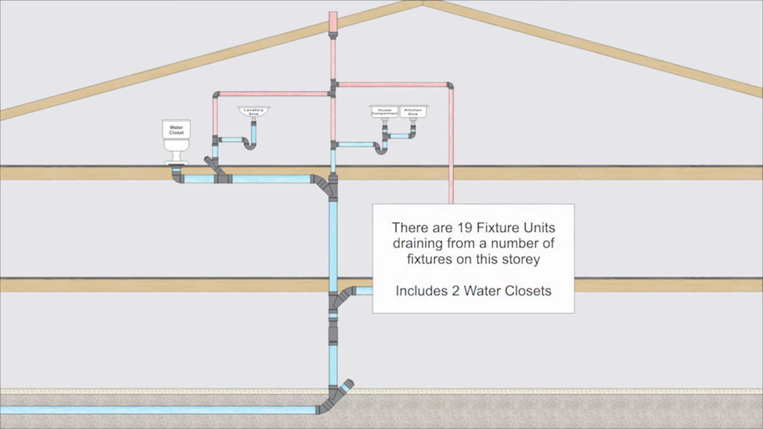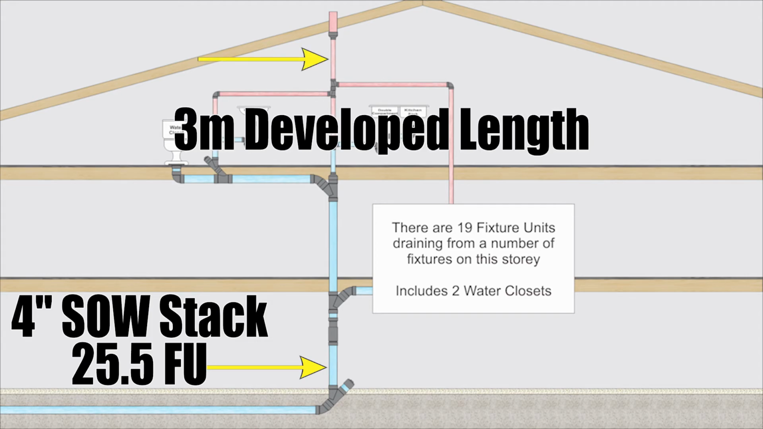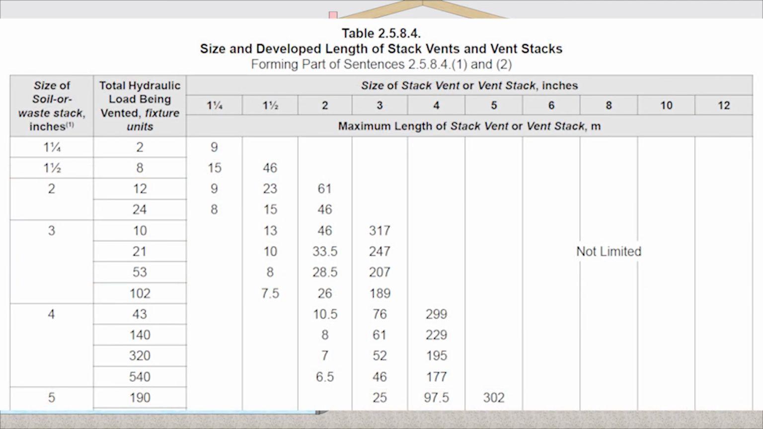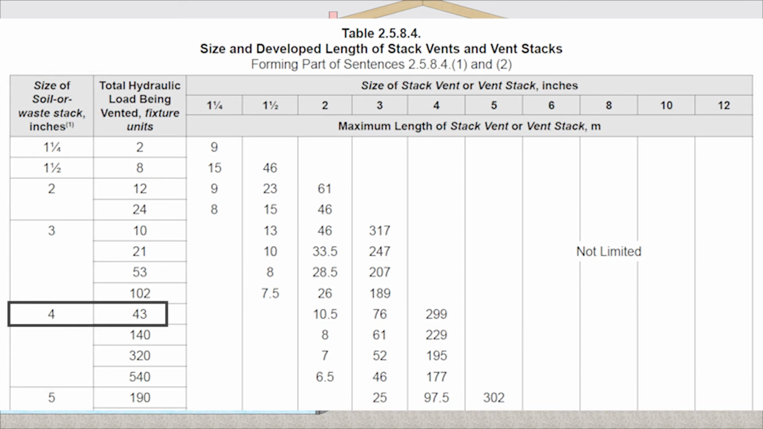Now let's go through this last example. We had a 4-inch soil and waste stack at its base with 25.5 fixture units flowing through it. The developed length of the stack vent is 3 meters. So let's look at table 2584 and go down to a 4-inch soil and waste stack. If I go across to the right, the first fixture unit load I come across is 43. I'm at 25.5, so I'm good there.